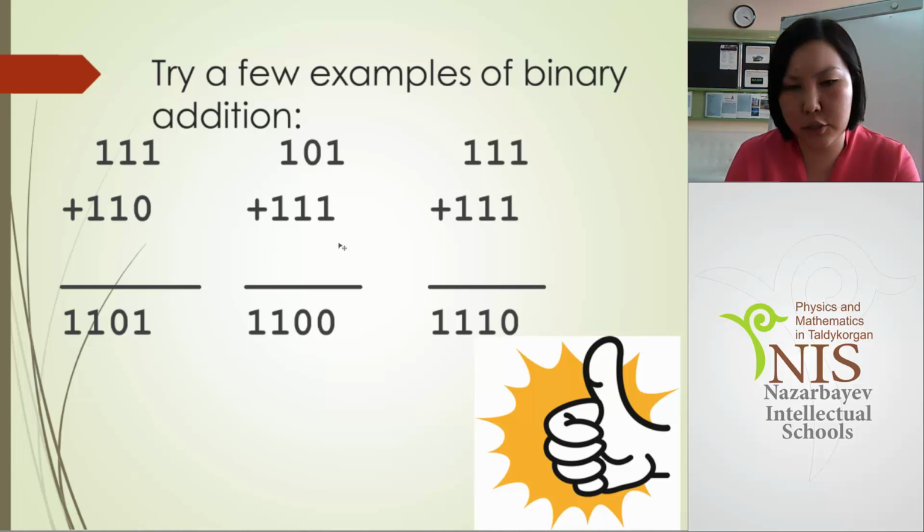And let's just check your answers. The answer of the first example is 1101. The answer for the second one is 1100, and the third one is 1110. And if you have the same results, well done.